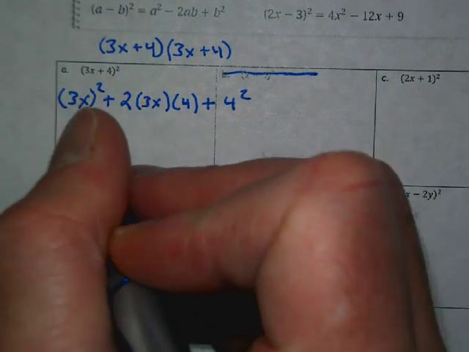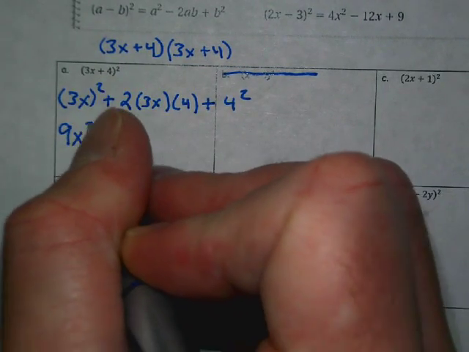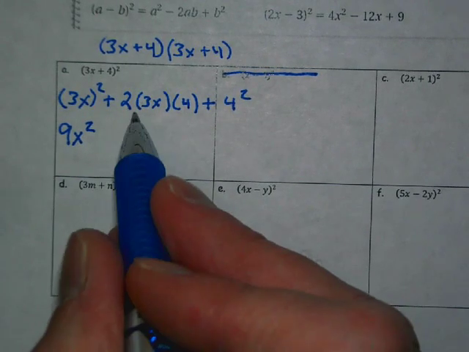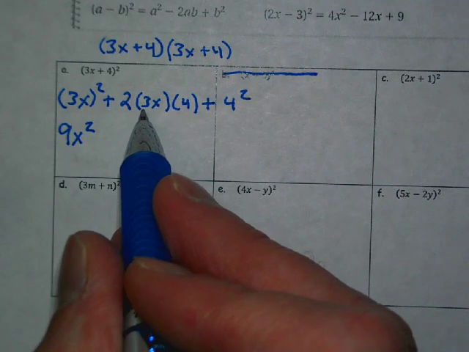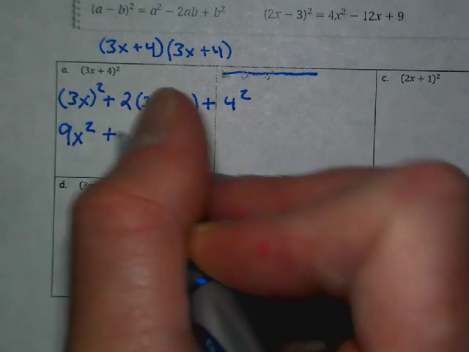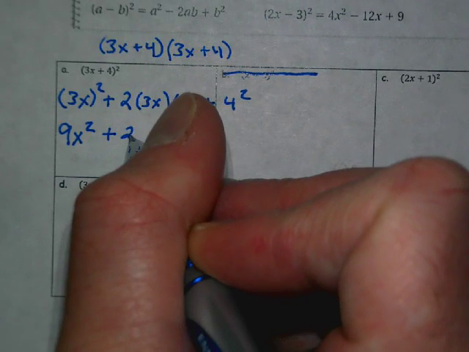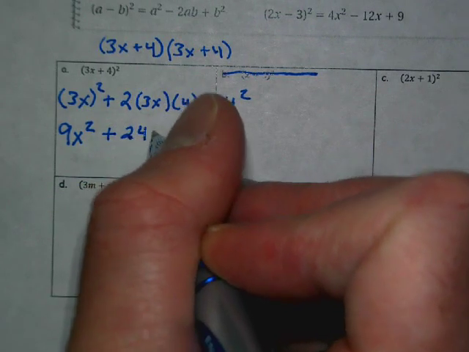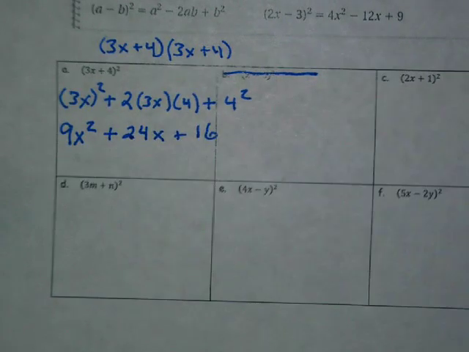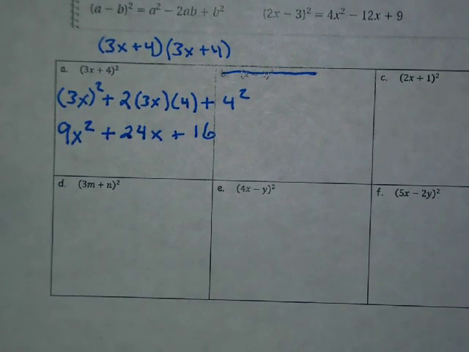We would need to do 3 squared, which is 9, and then x squared. And then if we multiply these together, what's 2 times 3? 6. 6 times 4? 24, there we go. And then 4 squared would be 16. So there would be your answer.